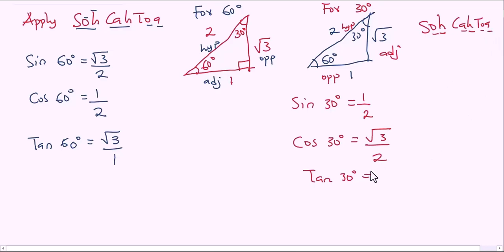What is the opposite? The opposite is 1. And then what is the adjacent? The adjacent is root 3. But we can't just stop there, because we have a root as the denominator. We must rationalize. So multiplying by root 3 over root 3, we are going to be left with 1 multiplied by root 3 is root 3, and root 3 multiplied by root 3 is 3.